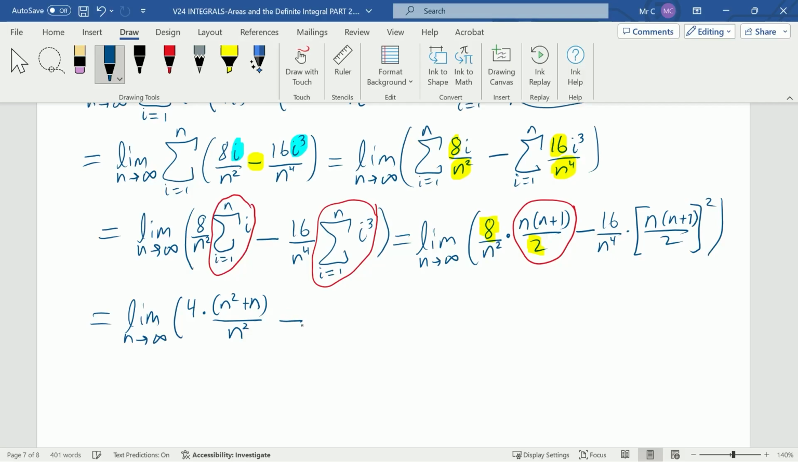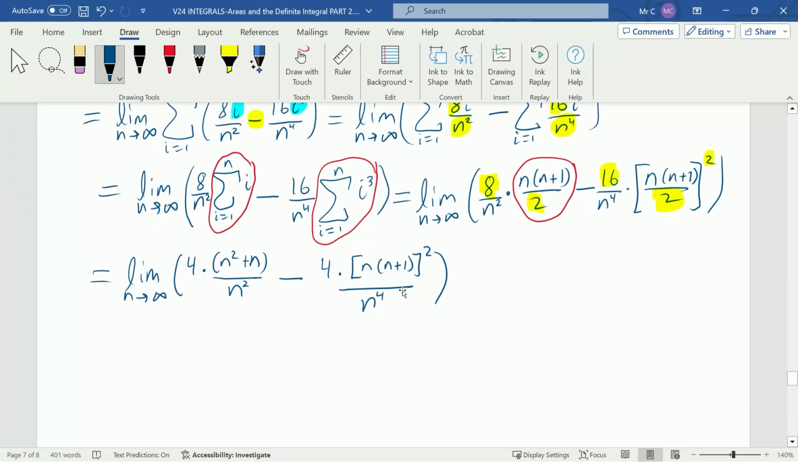Minus. This is 2 squared, and 16 up top, so that's 16 over 4. So that's going to be 4 times n times n plus 1 squared over n to the 4th.